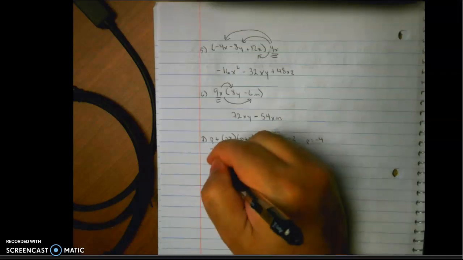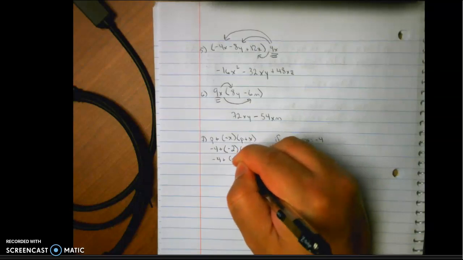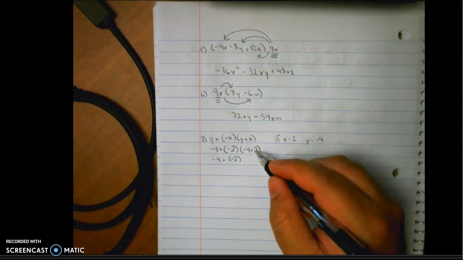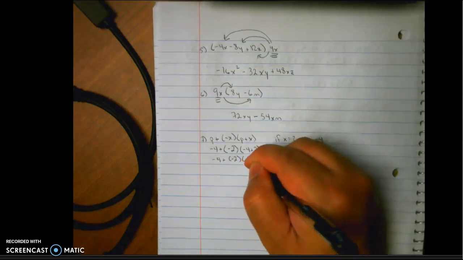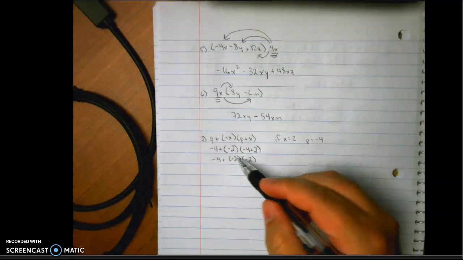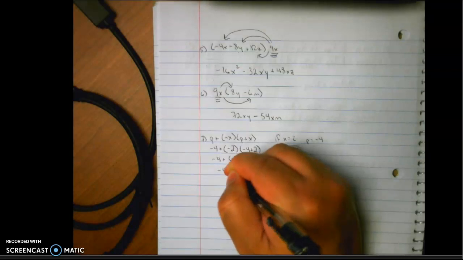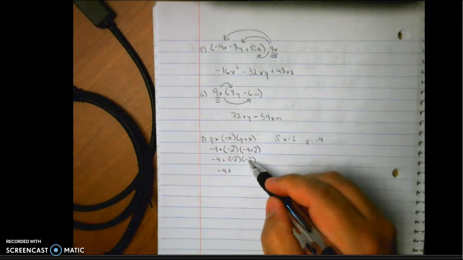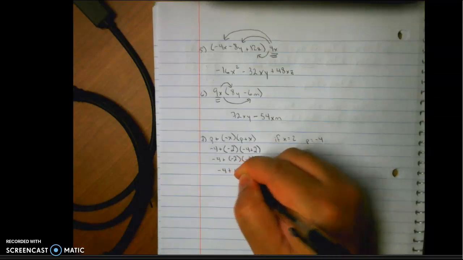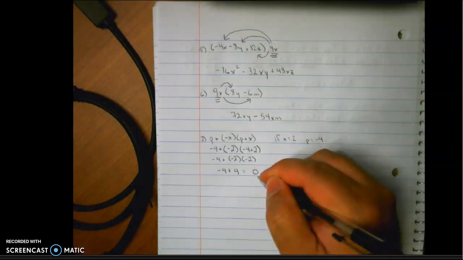So again, I have a negative 4 plus a negative 2 times this whole thing here. So a negative 4 plus a positive 2 is a negative 2. A negative 2 times a negative 2, well, let me just drop this down. It's still negative 4 plus negative 2 times a negative 2 is a positive 4. So plus 4, and a negative 4 plus 4 is 0.